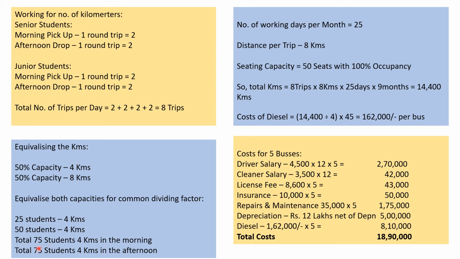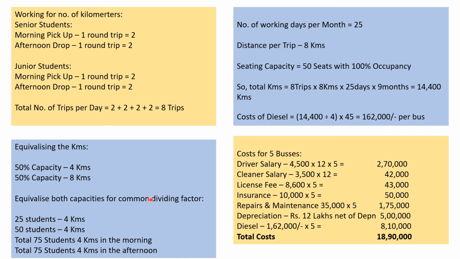So if I equalize, total 75 students for 4 kilometers in the morning and total 75 students for 4 kilometers in the afternoon. So if I equalize both, instead of 100 people traveling, 50 up to 4 kilometers and 50 up to 8 kilometers, I can say 75 students travel 4 kilometers in the morning, and 75 students travel 4 kilometers in the afternoon. Okay, this is very important.